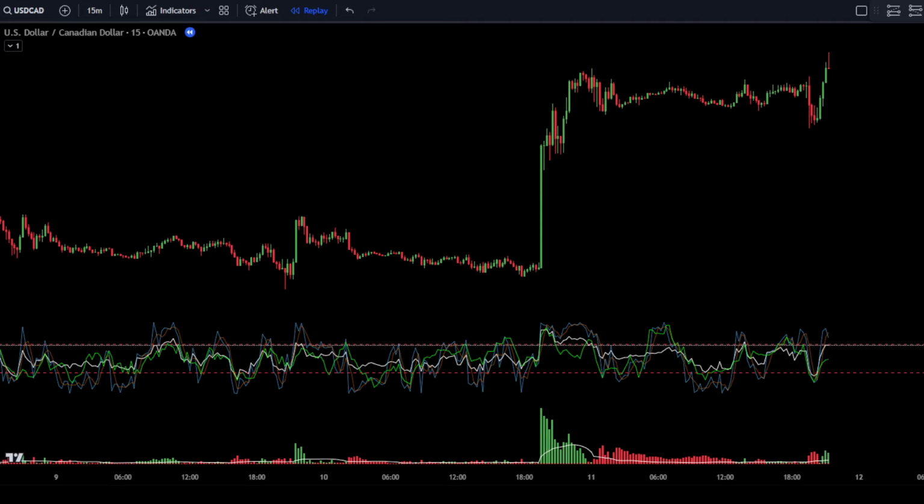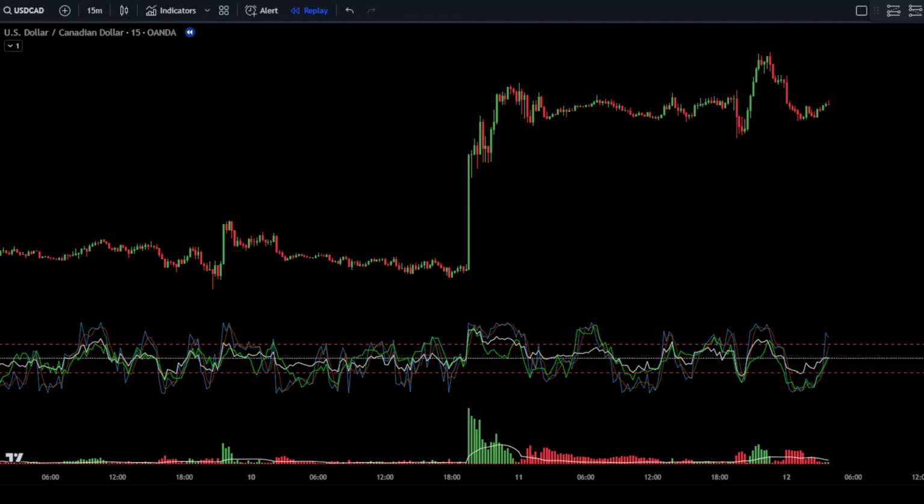This is one of the best scalping strategies you can use for free on Tradingview.